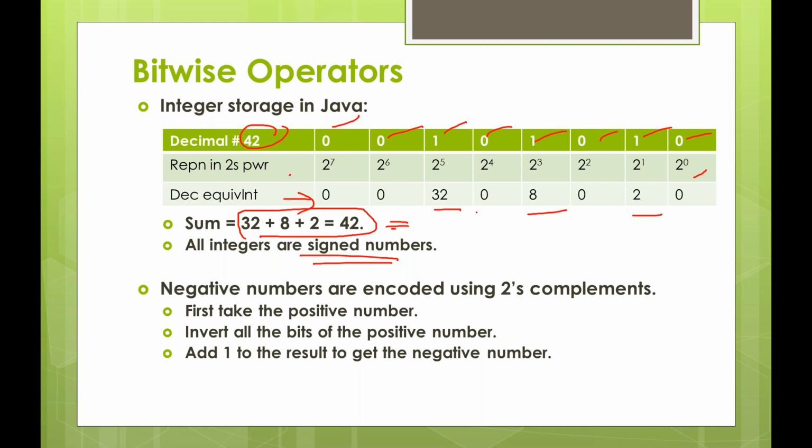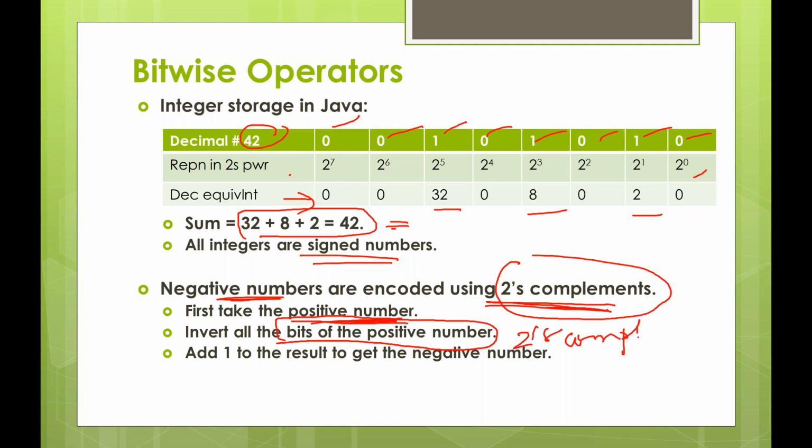So as we know, all numbers are signed numbers, but how are negative numbers represented in Java? This is similar to all other languages. In Java, we encode negative numbers using what is called 2's complement. So how do we arrive at 2's complement? We first take the positive number and then invert all the bits of the positive number. This is the process of 2's complement.